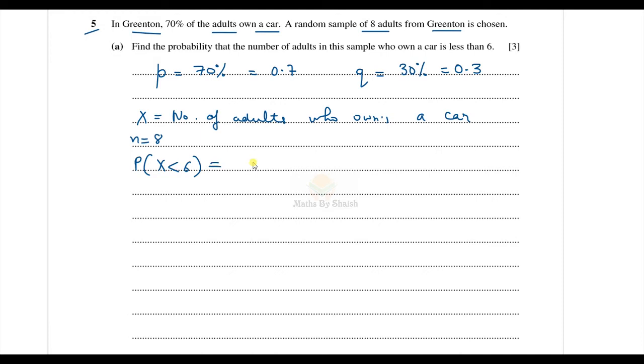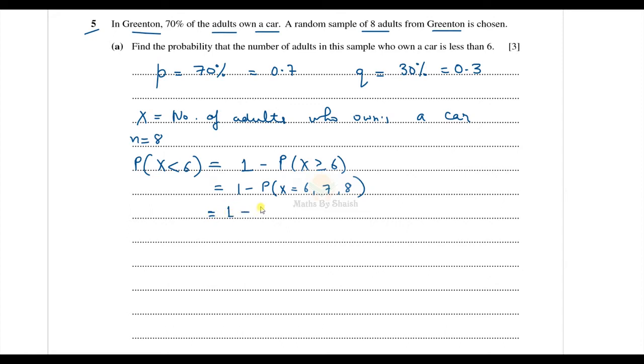And in place of finding 1, 2, 3, 4 and till 5, we can directly put it as 1 minus probability of x greater than or equal to 6, or you can say 1 minus probability of when x is either 6, 7 or 8. So we can find it with the help of binomial.